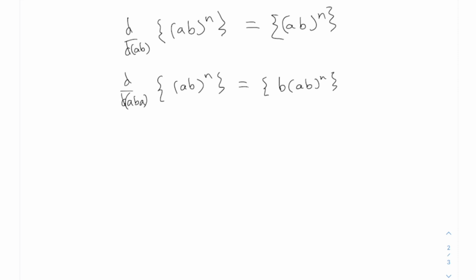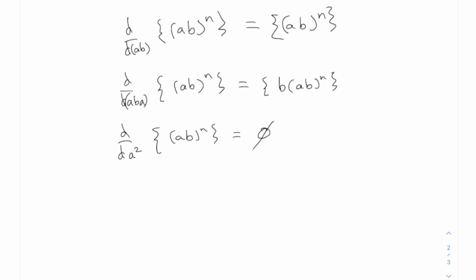Yeah, great. Or how about something like this? The derivative with respect to a squared of (ab)^n is the empty set. Yeah, remember, if there are no strings that actually begin with that thing, you get nothing. The empty set. Great. All right, this is the Brzozowski derivative.